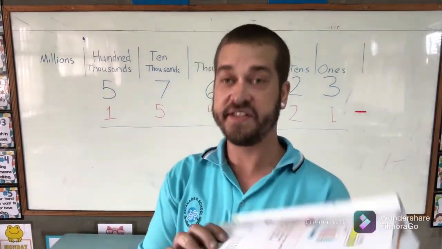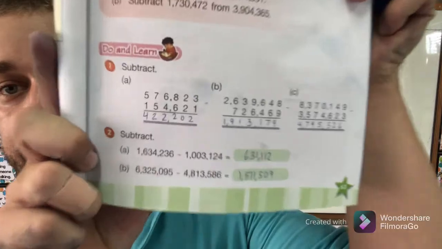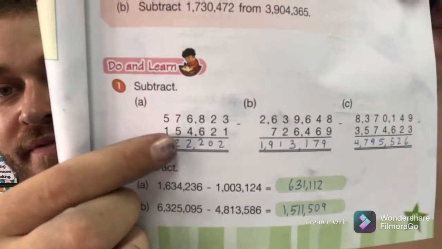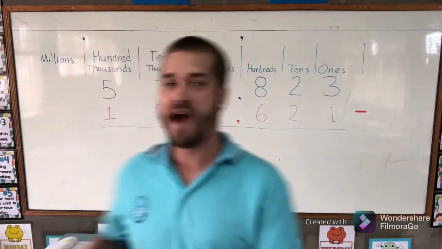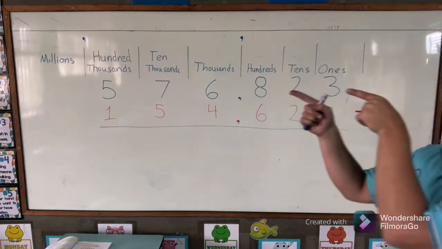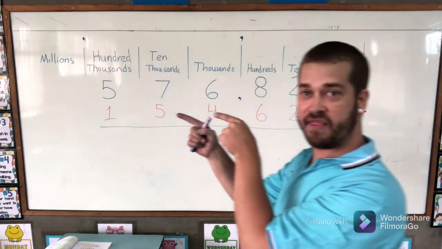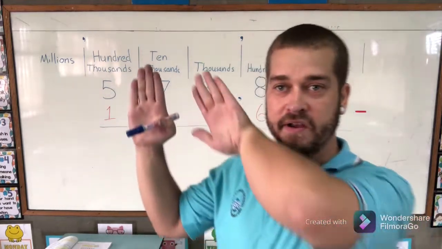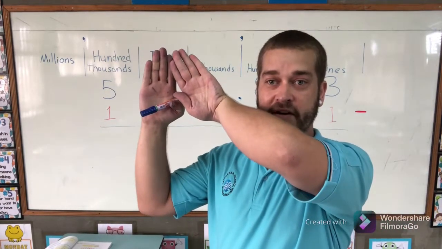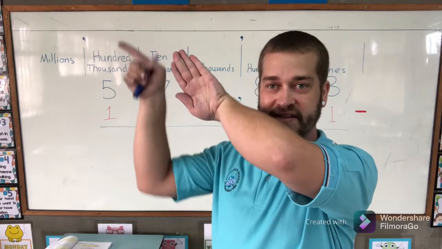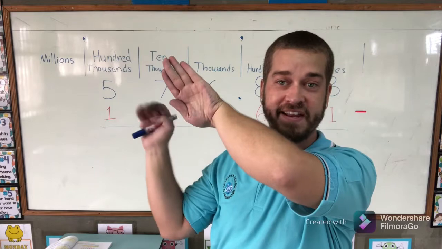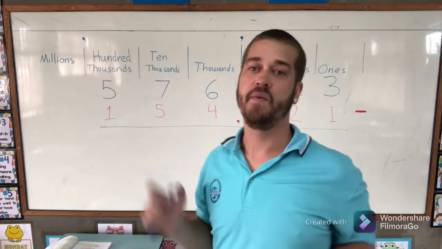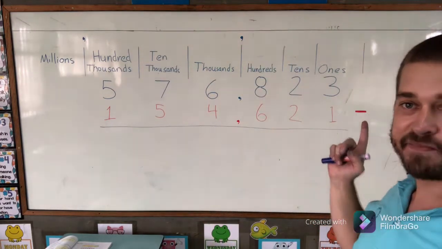We are on page 63. Do and learn. We're going to be looking at this one first, but don't look at the answers. We're going to be doing this one right here, okay? All right, so we have our big number in the blue, and we have our small number in the red. So remember, you can check to see which one is bigger by looking at the biggest place. Which one is bigger, the 5 or the 1? That's right, the 5, and it is on top. So we're good. We can do this with a minus problem.